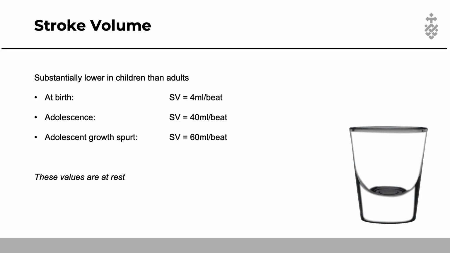And this value increases tenfold by adolescence, so around 40 mils in adolescence. And then it remains quite stable until the adolescent growth spurt. At the adolescent growth spurt, it rapidly accelerates and stroke volume increases to 60 mils per beat at rest. Now, just to put those values into a little bit of perspective, a shot is normally 30 mils of alcohol. So from birth, 4 mils, that's a tiny amount. And then by the end of the adolescent growth spurt, you're double parked now. So let's have a quick look at adulthood.